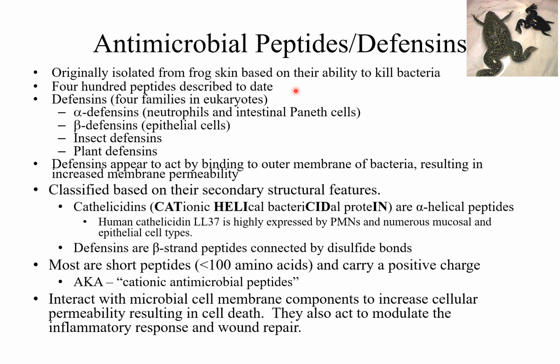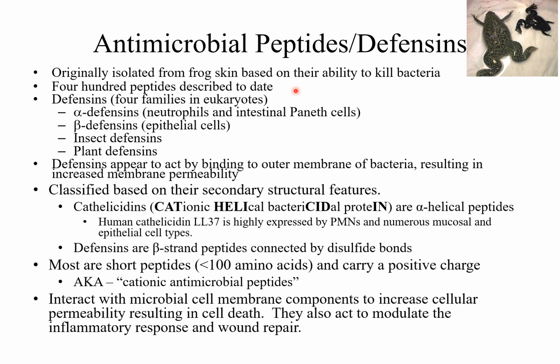The defensins appear to act by binding to the outer membrane of bacteria, resulting in increased membrane permeability. So once they bind to the outer membrane of the bacteria, they increase its membrane permeability, which leads to the influx of fluids inside and leads to death and lysis of the bacterial cell.